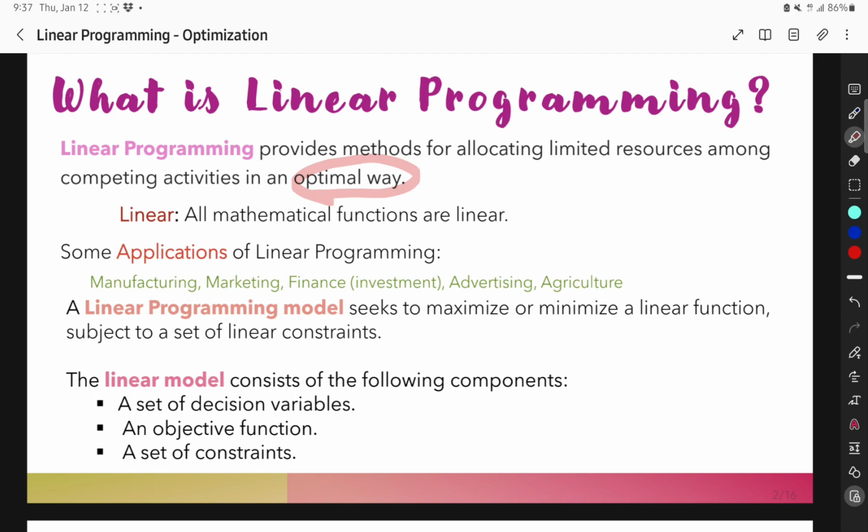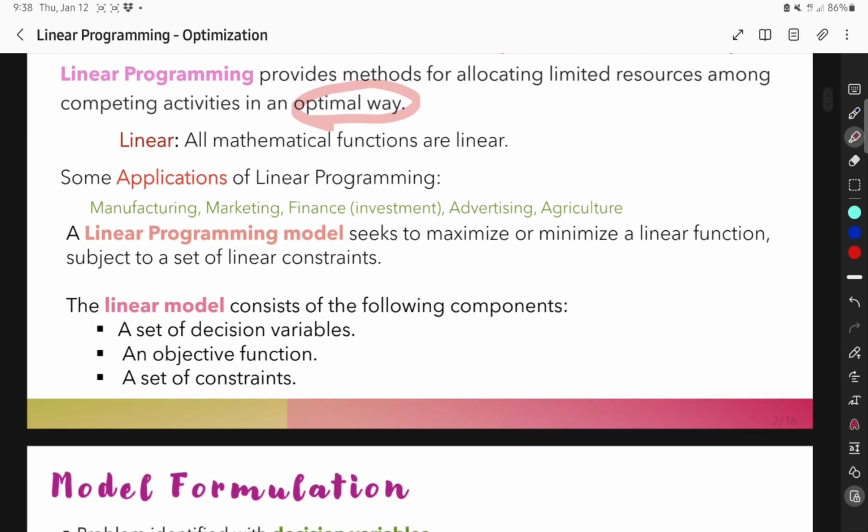Okay, so in linear programming, we have the linear programming model. This is actually a function that maximizes or minimizes our linear function, subject of course to a set of linear constraints or limitations. Your linear programming model consists of decision variables, unsa tong atong gipangita. Then you also have the objective function, what's your goal, and the set of constraints, which are the limitations.